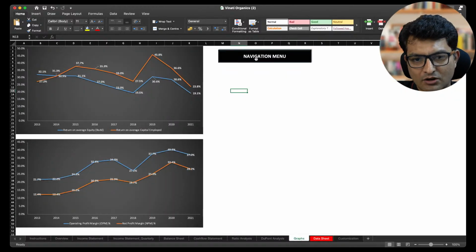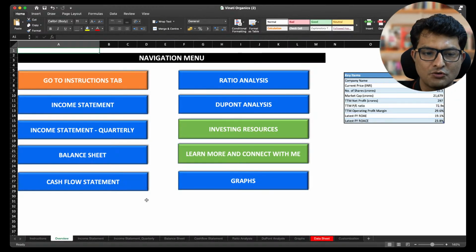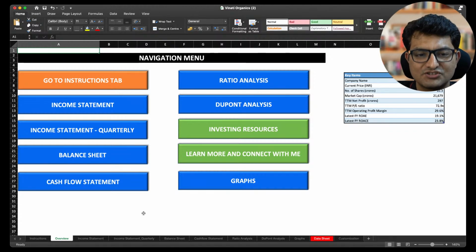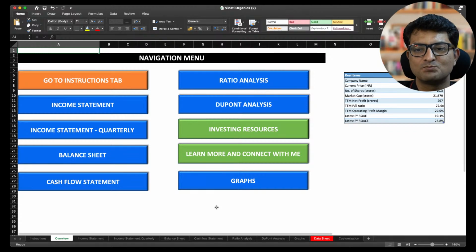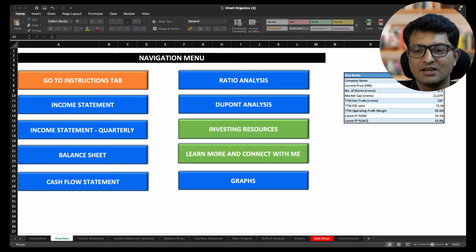And then if you click on the navigation menu, it will take you to all the different parts of the statement, and you can navigate whenever you want. So this is pretty much what I wanted to cover in terms of the formulas, the overview of the entire Excel, and the entire journey of how to analyze a company.